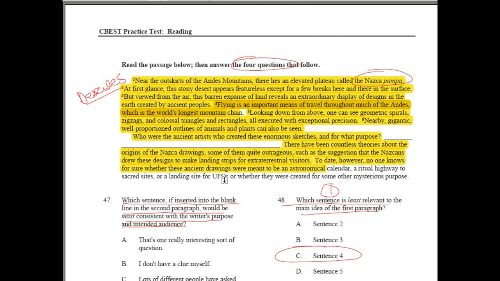To date, however, no one knows for sure whether these ancient drawings were meant to be an astronomical calendar, a ritual highway to sacred sites, or landing site for UFOs, or whether they were created for some other mysterious purpose. I don't know about you, but that is certainly getting at inquiry. It's getting at inquiry because it's not providing you with an answer, and you get a question right here in the opening of that paragraph.